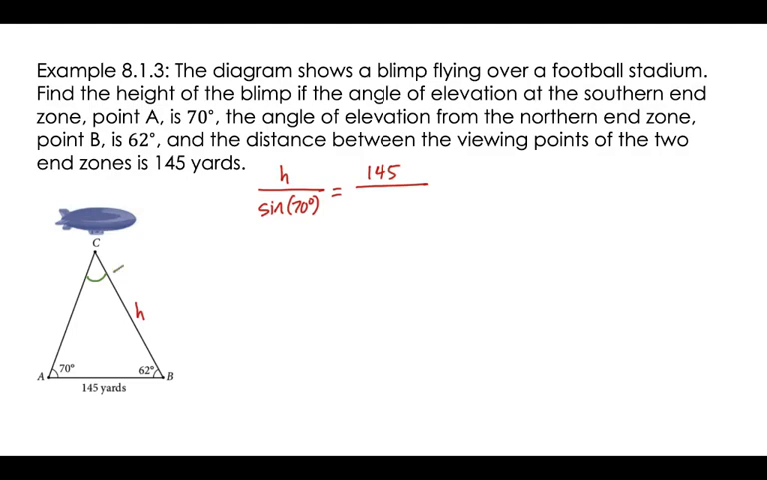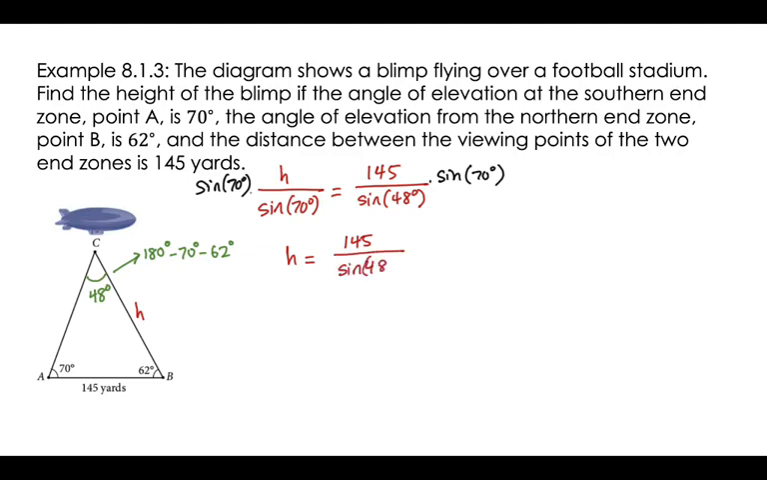I already know two angles in this triangle, so I can figure out 180 minus 70 minus 62. That's 48 degrees. So I can use that as my angle that's across from 145 yards. So it's going to be sine 48. Then I can just multiply both sides by sine 70, and that gives me my h. So h equals 145 sine 70 divided by sine 48.